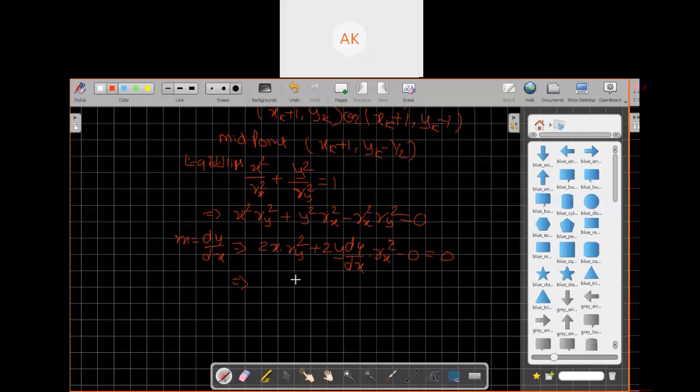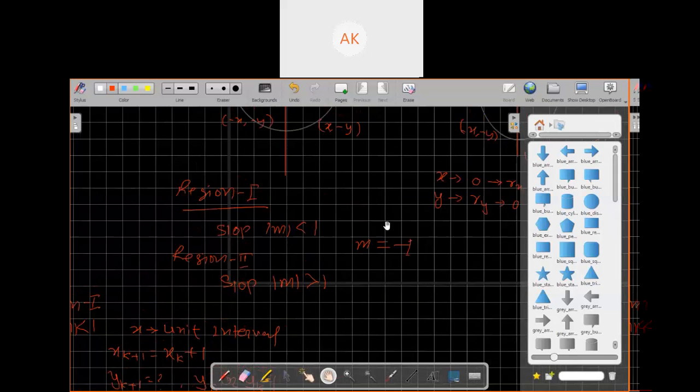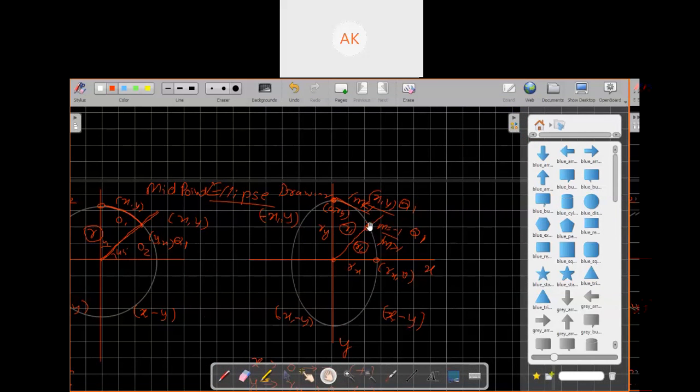Just transfer this term into the right hand side: 2y dy by dx into rx square equals to minus 2x ry square. So we will calculate the point where your slope is exactly -1, m equals to -1.